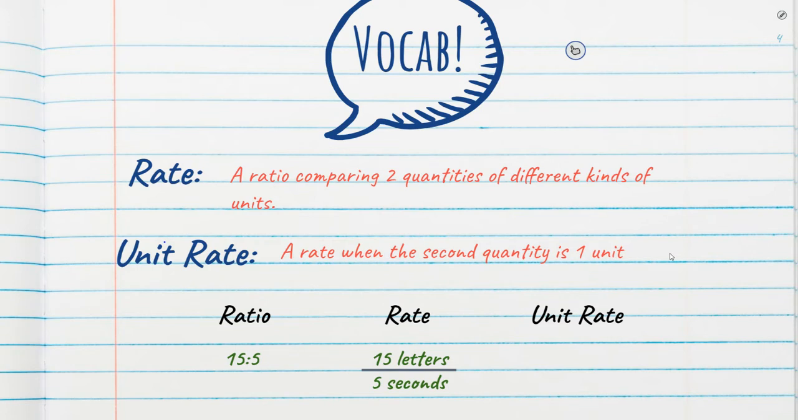So the unit rate says that the second quantity has to equal 1. In this case, we're talking about seconds being the second quantity. So that would have to be 1 second. And in 1 second, this person can type 3 letters on their keyboard. 3 letters in 1 second. The number 1 is what makes it a unit rate.